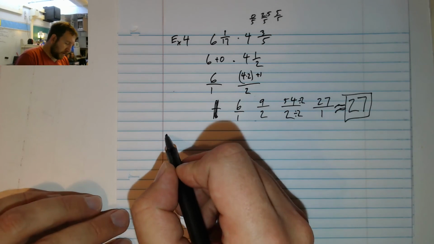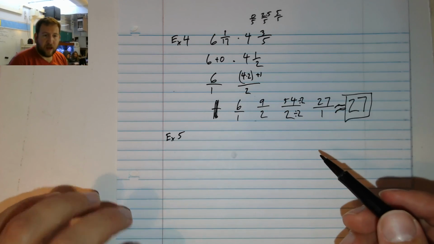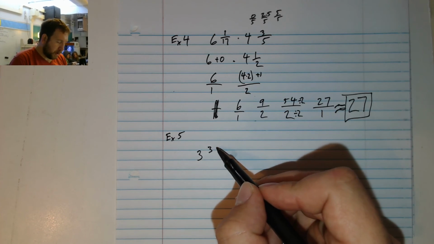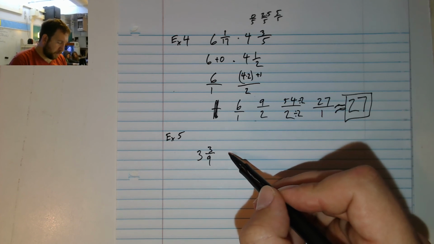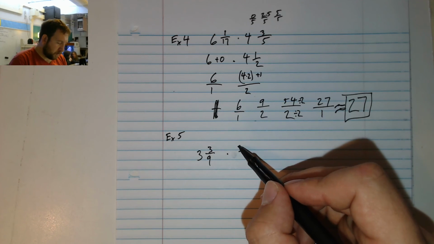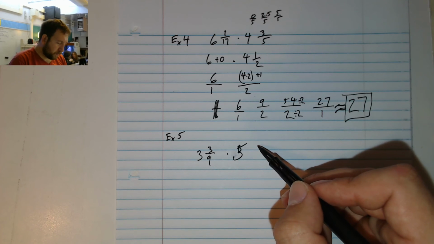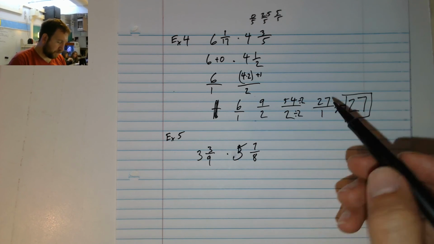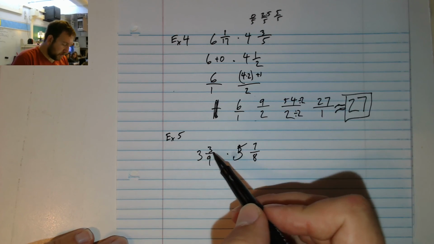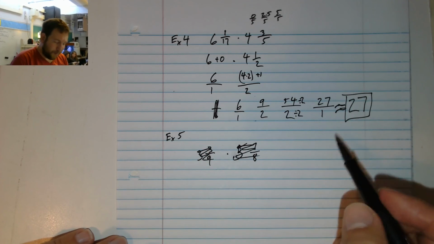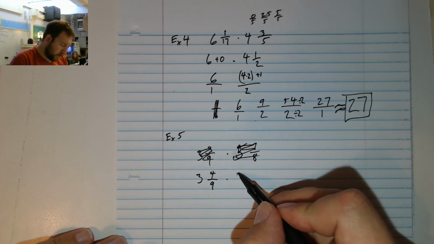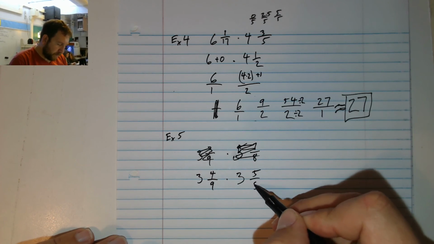Let's do one more looking at this. Example 5. And this time we're going to do 3 and 3/9 times 5 and 7/8. Alright, so let's take a look. Actually, this isn't going to work because it doesn't show what I wanted to do. Let me change it again. Sorry about that. We're going to do 3 and 4/9 times 3 and 5/8.